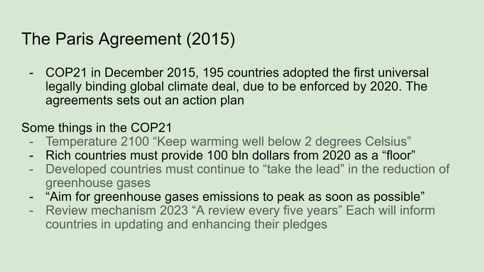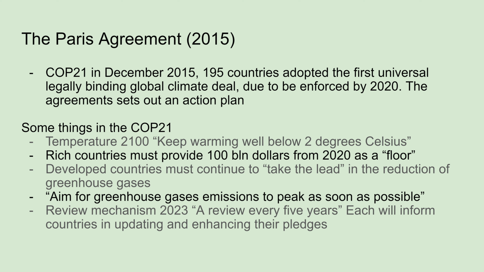Rich countries must provide $100 billion from 2020 as a floor, or just like a basis, for other countries because of the thought that LEDCs shouldn't pay for the sort of damage that HEDCs have made when it comes to the environment. So developed countries must continue to take the lead in reduction of greenhouse gases because they have the funding to do so.